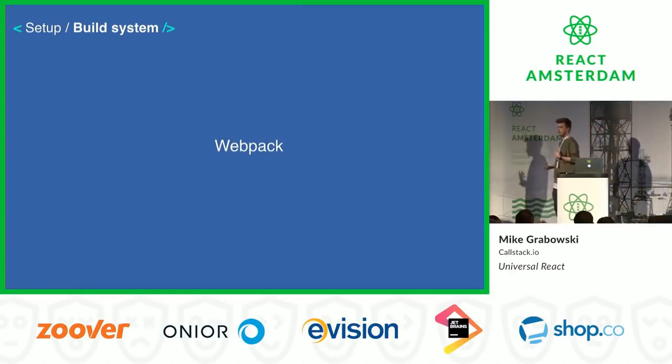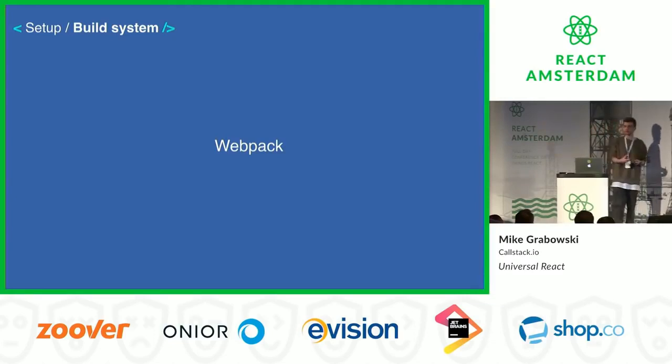So to compose universal modules and user interfaces together, you need a universal bundler like Webpack. And we know that Webpack is a powerful and extensible library that has a lot of features, including first-class support for symlinks.